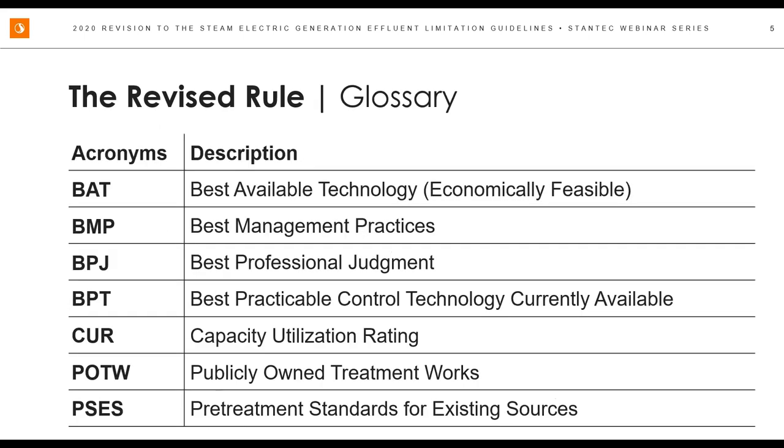So as we go through here, like any good regulation, there are a number of acronyms in there, call them TLAs, three-letter acronyms. And we've got a quick glossary for you there: BAT, BMP, BPJ, BPT. There's a new one that came around, capacity utilization rating, CUR, which some of you may not be familiar with, POTW, and PSES. So those are some of the main ones out there, and they'll be addressed on the slides once again, but I just wanted to give you a quick heads up as we go through. As I'm working through the slides here, I will be reading some of these things directly as they are the wording that comes out of the rule, so being very careful not to allow for any misinterpretation of what may be out there.